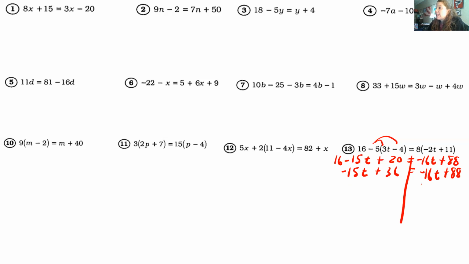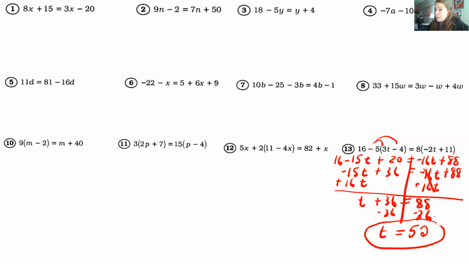My smallest t is negative 16, so I'm going to add 16t to both sides. So negative 15 plus 16 is 1t, and 1 times t is t. I'm going to bring down plus 36 and 88. So now all I do is subtract that 36 from both sides. So t is equal to 52. All right, I think we got 4 more, you guys.